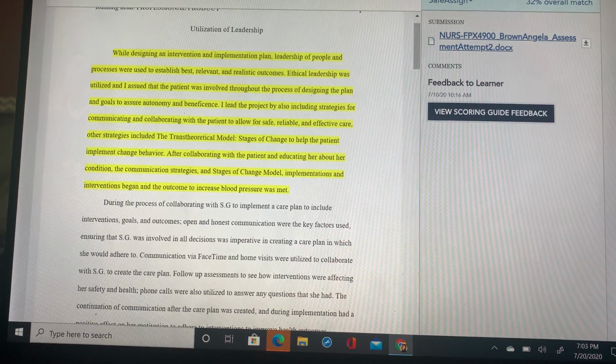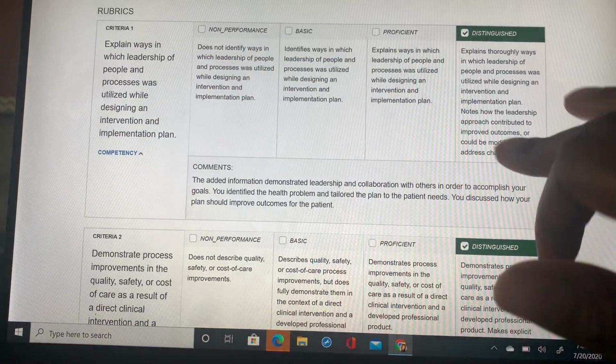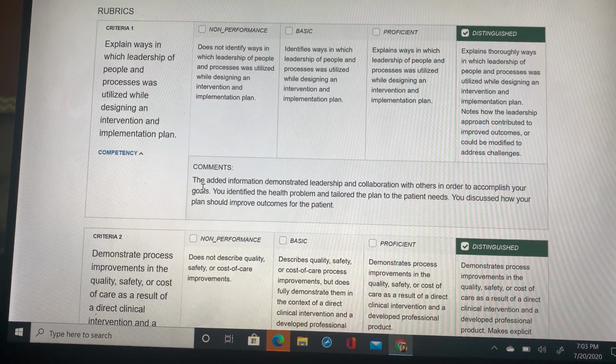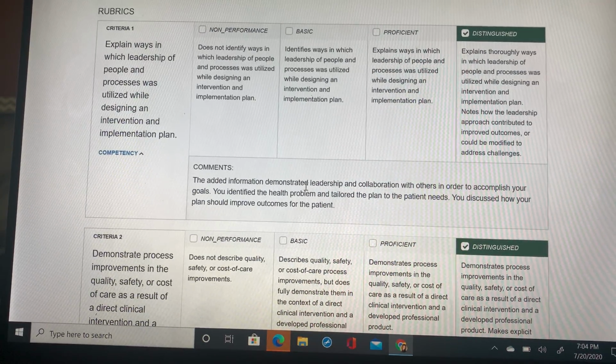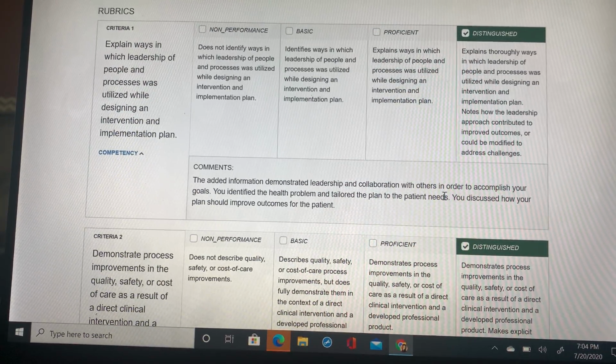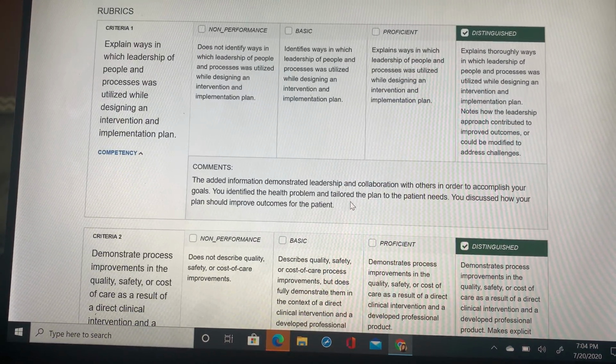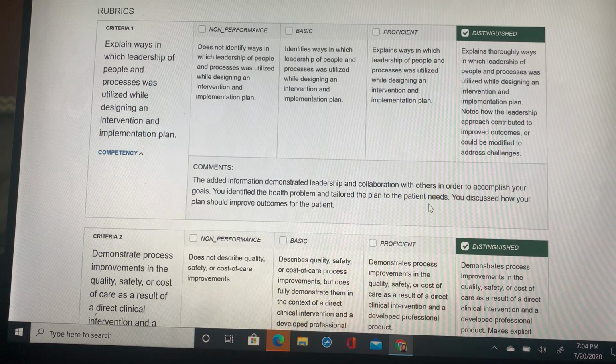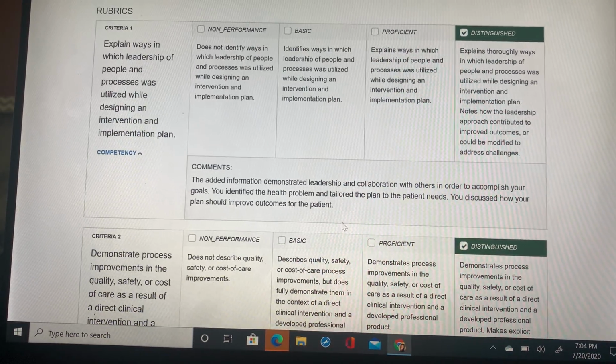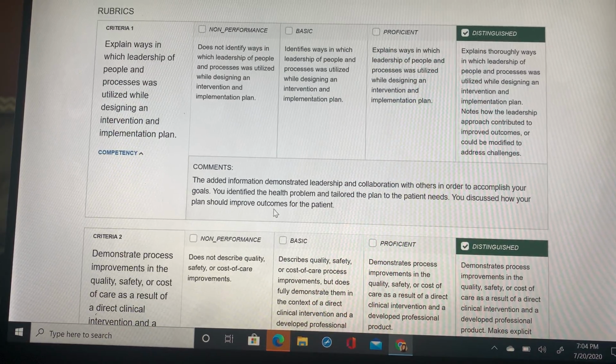Then the other thing that I got mixed. So after I completed that, the added information, this was her feedback: the added information demonstrated leadership and collaboration with others in order to accomplish your goals. You identified the health problem and tailored the plan to the patient's need. You discussed how your plan should improve outcomes for the patient.